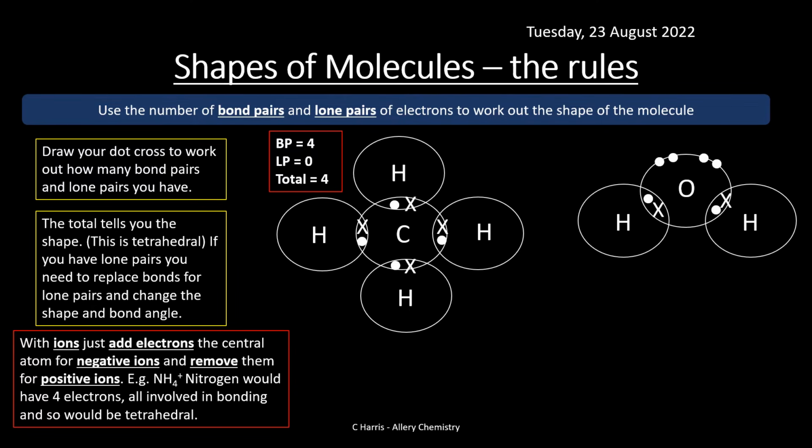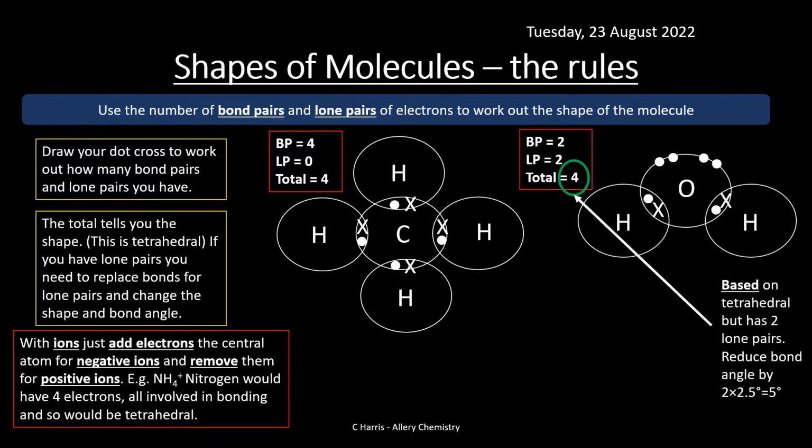Okay, so here's another example. This is water, and you can see we've got our lone pairs there. So this has got 2 bond pairs, 2 lone pairs, and that means we've got a total of 4. So we're starting from a tetrahedral position. Okay, so it's based on a tetrahedral position because we have a total of 4. That's the kind of start position. But we reduce the bond angle by 5 degrees because we've got 2 lone pairs in there.